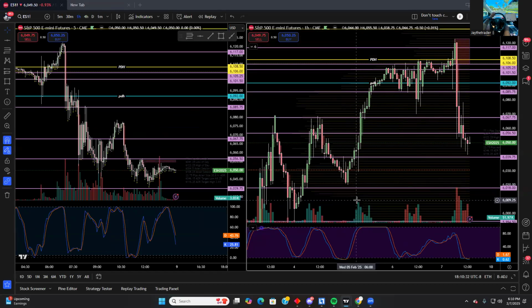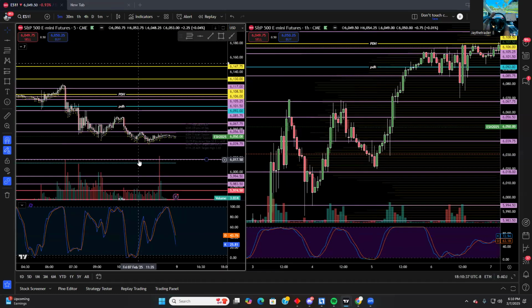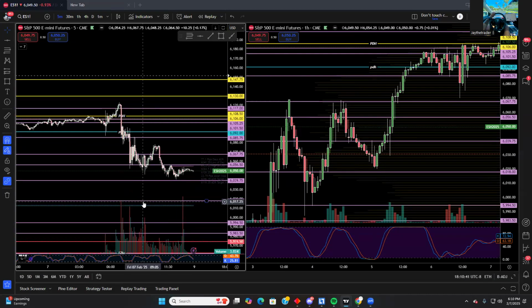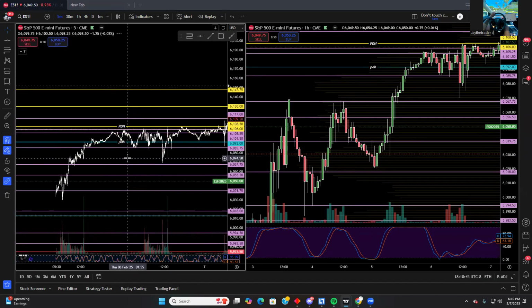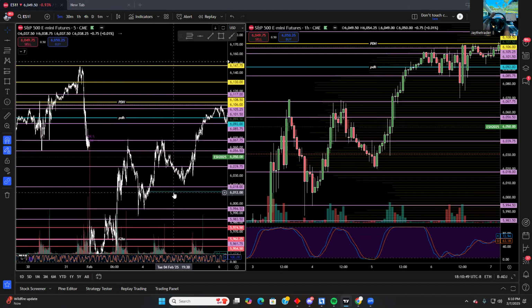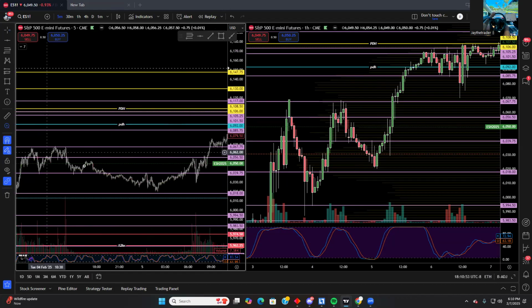So we will go to this bounce point right here on Tuesday, because I want to show you what it looked like relative to the 5 minute as far as how to execute on this type of setup. So it was Tuesday right here. Okay, let me zoom in.